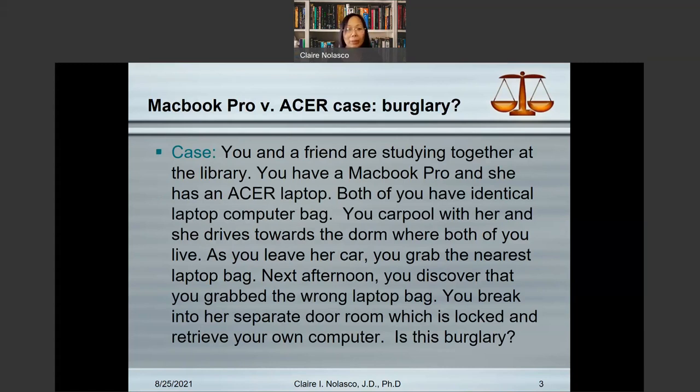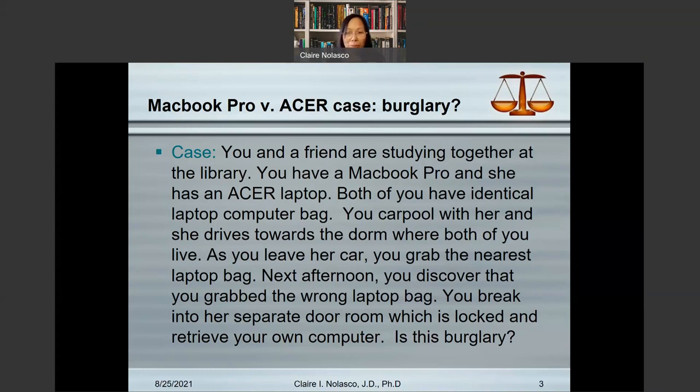So you carpool with her and she drives towards the dorm where both of you live. As you leave her car, you grab the nearest laptop bag. The next afternoon, you discover that you grabbed the wrong laptop bag. You break into her separate dorm room, which is locked, and retrieve your own computer. Now, is this burglary? What do you think?